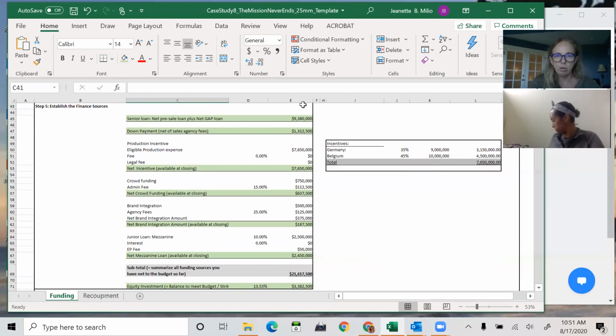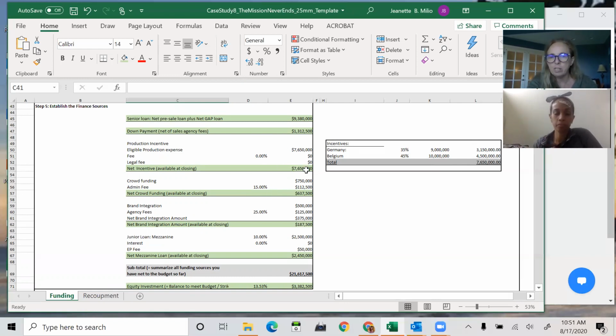So here we have already talked about the bank loan, we have talked about our down payment. Now we have to figure out what on earth is going on with our incentives. So we went to Germany and we said $9 million is paid. That's our portion of what we're spending in Germany. And what we're spending in Germany is what we get 35% of. That's how we got to the 3,150,000. Then we went to Belgium and tried to figure out how much we are spending in Belgium. And we figured out we're spending $10 million in Belgium. And Belgium says, that's wonderful, I'm going to give you 45% of what you're spending in my country. It's 4,500,000. And we're adding those two together. And that's how we got to the 7,650,000.